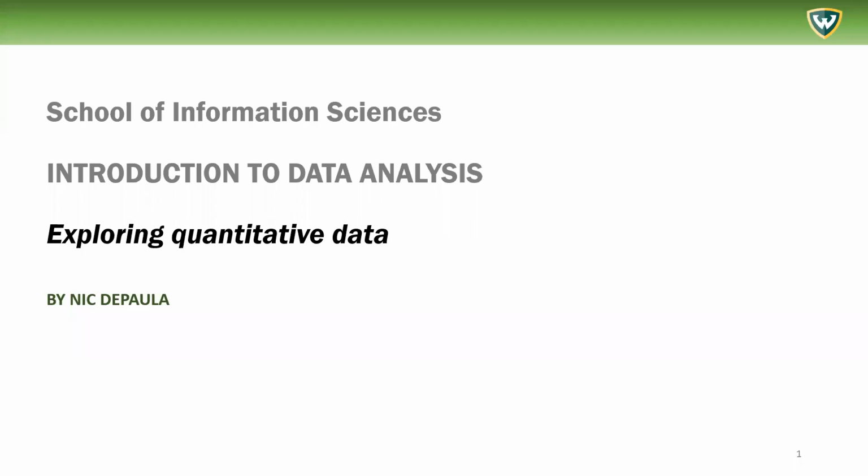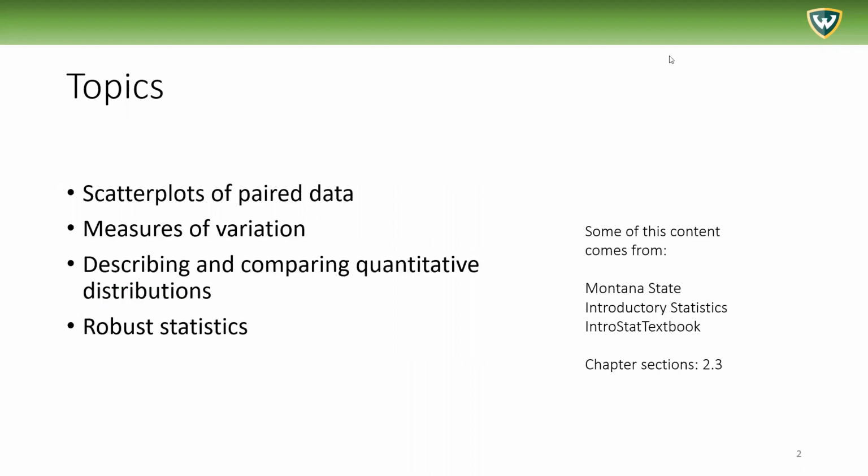Hi, everyone. Here we're going to be talking about exploring quantitative data, and we're going to be following on the previous quantitative data analysis series of videos. In this series, we're going to be covering scatter plots, measures of variation, describing and comparing quantitative distributions, and robust statistics. A lot of this content is also from chapter 2 of the book we are using, and specifically section 2.3.